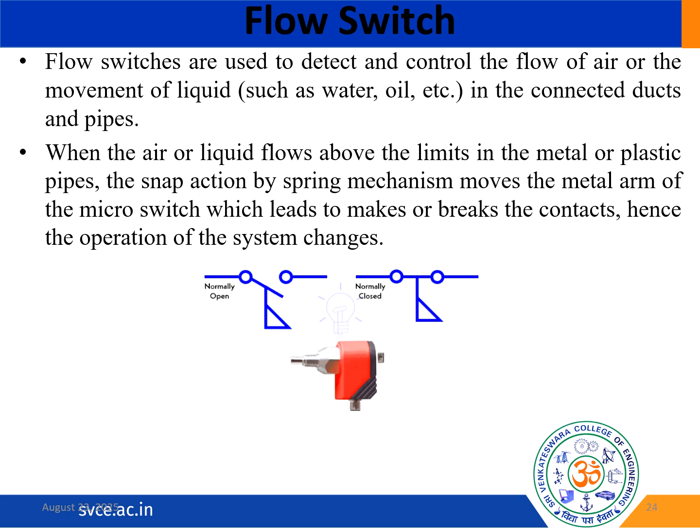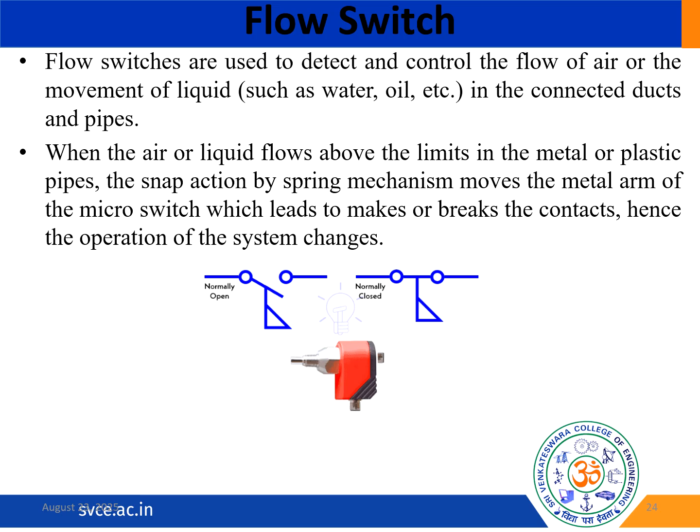And next, moving on to the flow switches. Flow switches are used to detect and control the flow of air or movement of liquids such as water, oil, etc. in the connected ducts and pipes. We'll see in detail what is meant by a flow switch. A flow switch is an electromechanical device designed to detect and regulate the flow of air or liquids, so you'll be checking whether the flow of air or liquids is okay or not, such as water, oil, or other fluids.